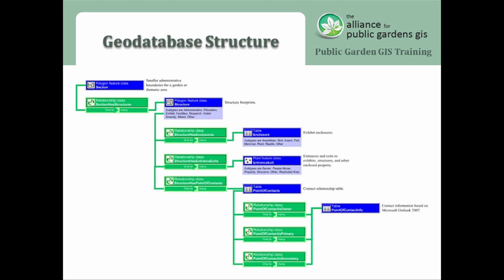You'll see here that our entrance and exit feature class is mapped using points. We just draw those points on the map of where those entrances and exits are, and they can be of subtypes barrier or fences. You can have an entrance and exit to a people mover, to your property and structures, as we mentioned, and then to any restricted areas you might have in your property. So all kinds of stuff you can do with the GIS.